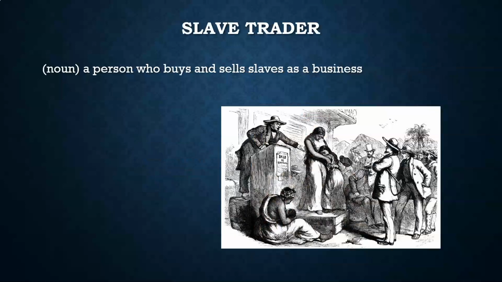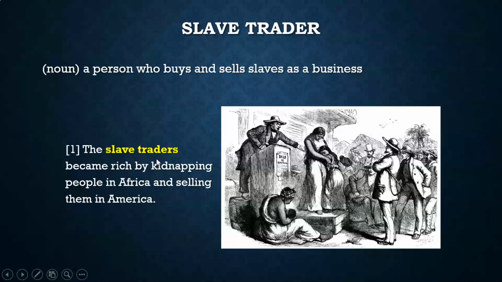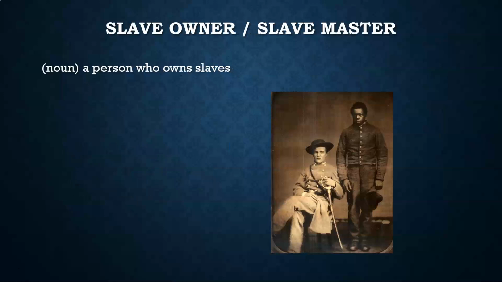The next word is slave trader. This is a person who buys and sells slaves as a business. So in this picture, who is the slave trader? This guy. He's trying to sell these 2 women to someone who wants to buy them. The slave traders became rich by kidnapping people in Africa and selling them in America. Slave traders.